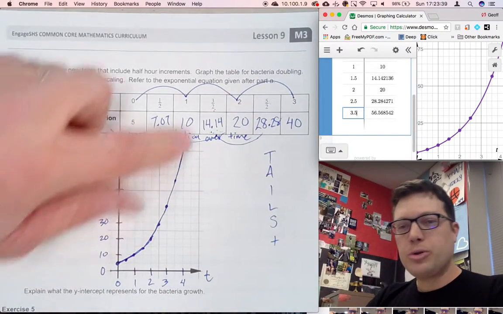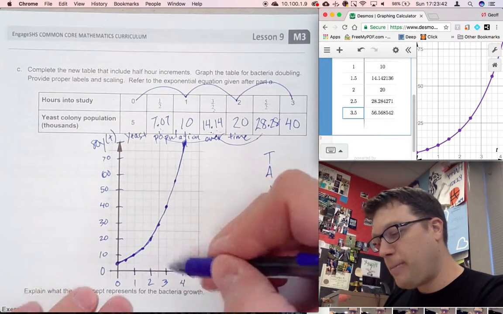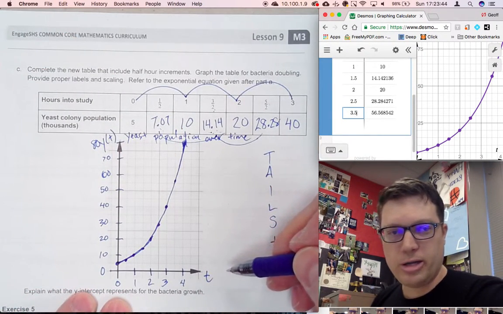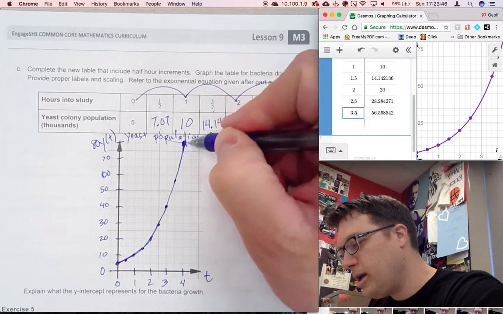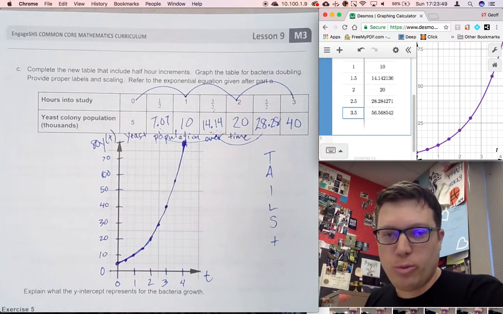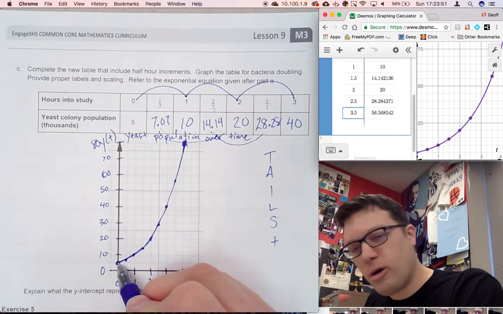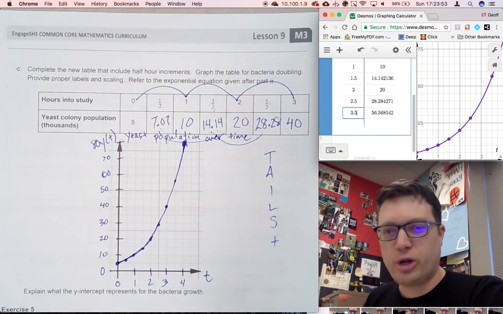All right, I'm going to use an arrow on this end because, as the population continues to grow, as bacteria continues to multiply, as time marches on, you'll have more and more and more. But I'm not going to put an arrow on the other side because there's an initial value. It's like it started right there.